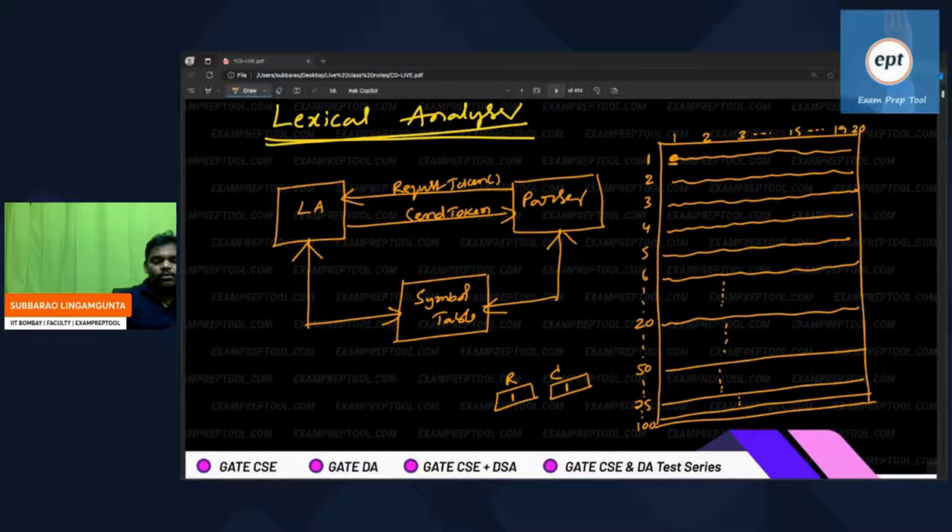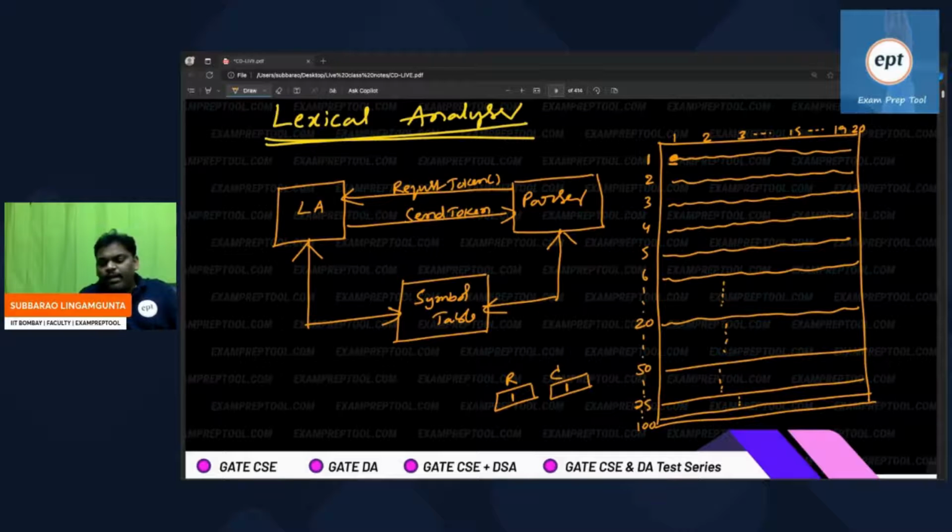Lexical analyzer and parser, who will give tokens? Who will create the parse tree? Out of these two, who will give tokens? Who will create the parse tree? Respond.